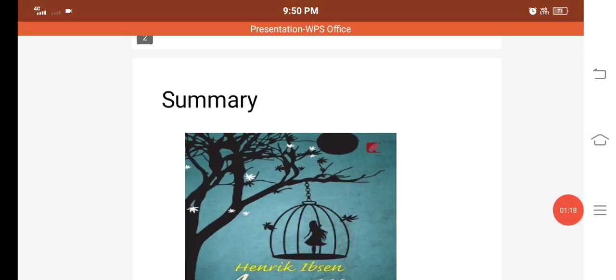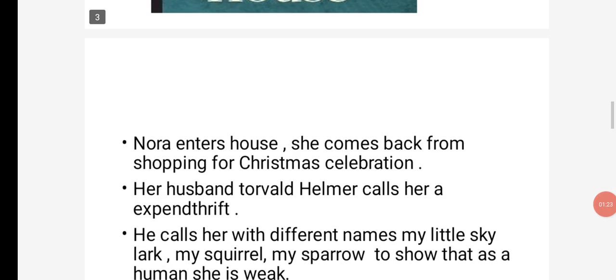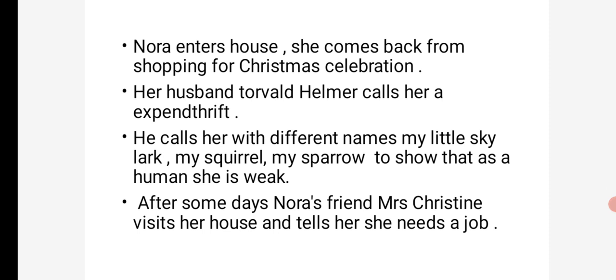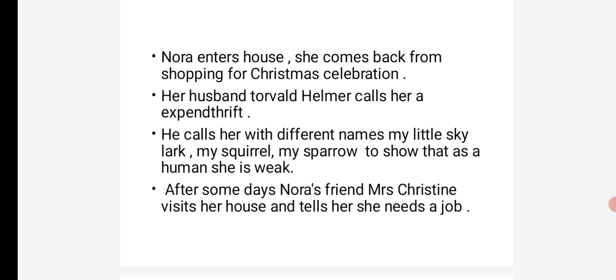So now we are moving towards the summary of A Doll's House. Here we have some points. What happens at the start of the play is that Nora enters the house, coming back from shopping for the Christmas celebration. Because Christmas is about to arrive soon, she comes back after doing the shopping for Christmas.